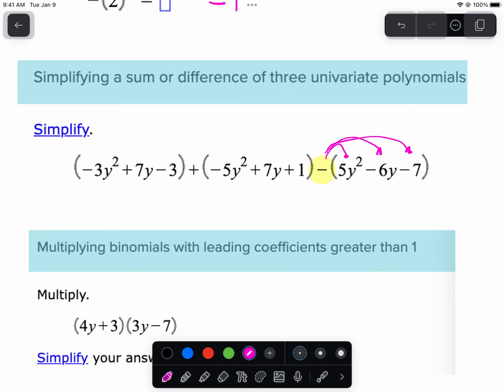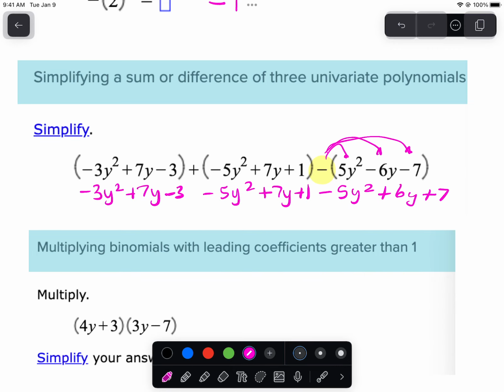So first I'm just going to rewrite it without the parentheses. So I'm going to write 3y squared plus 7y minus 3 minus 5y squared plus 7y plus 1. And now distribute that negative on the end. That's going to give me negative 5y squared plus 6y plus 7.